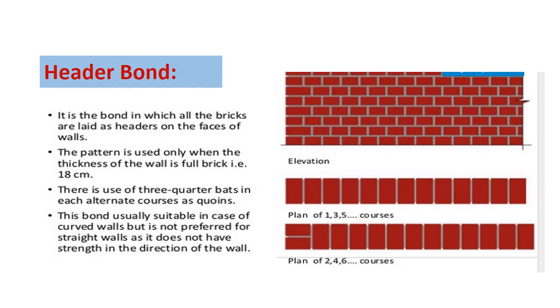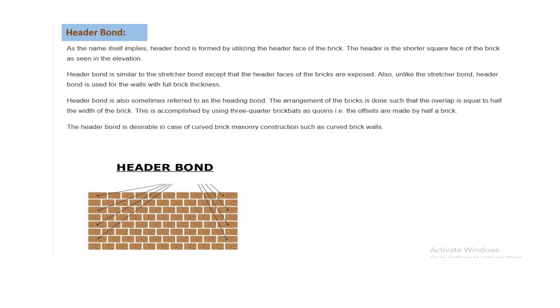Stretcher bond, also known as running bond. In this bond, all the bricks are laid as stretchers on the faces of walls. This pattern is used only for half-brick thick walls, i.e. 9 cm, such as partition walls, sleeper walls, division walls, or chimney stacks. This bond is not possible if the thickness of the wall is more.